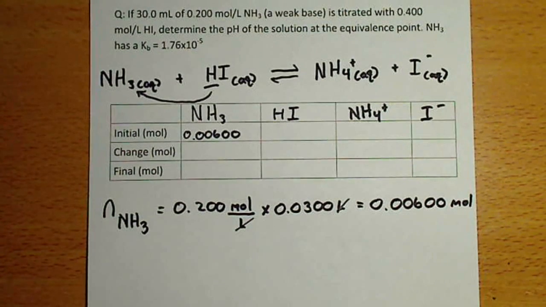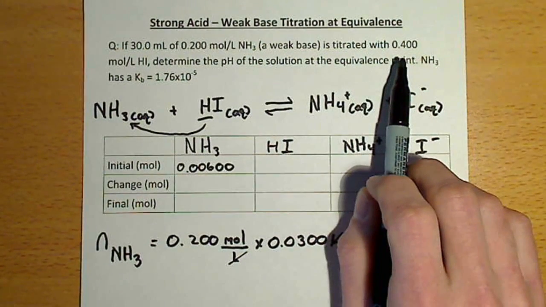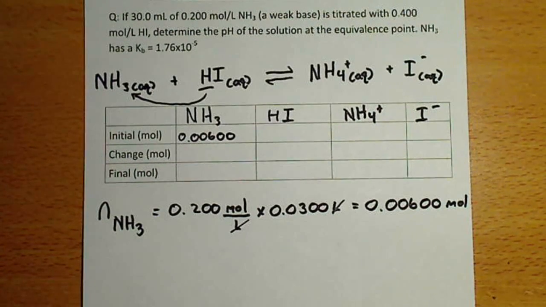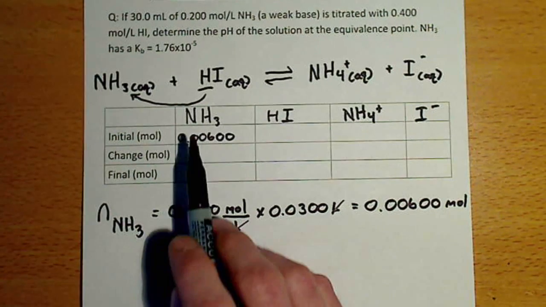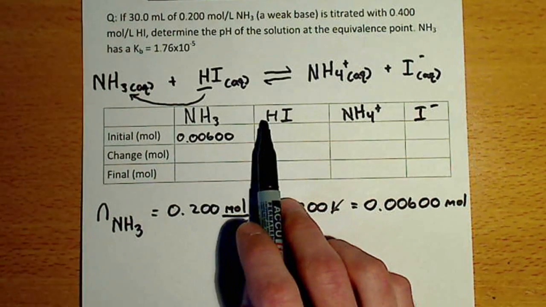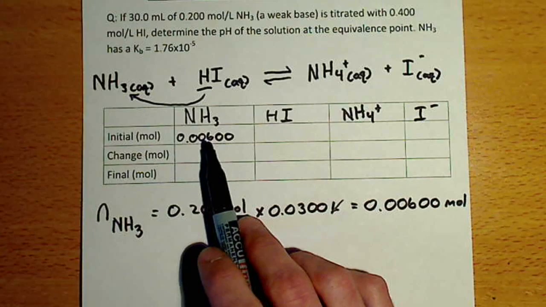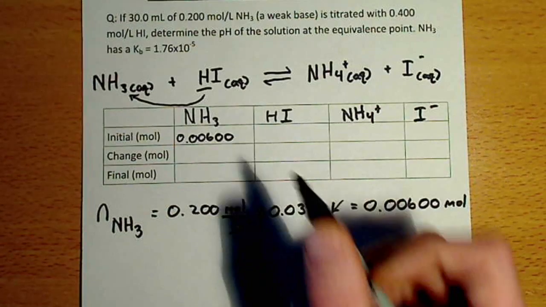Now to determine the moles of hydroiodic acid, if we look in the question, we can see we're only given the concentration. We aren't given the volume added. However, because we're told that this situation is occurring at the equivalence point, we know that we need to react all of the acid and all of the base. At equivalence, we have to neutralize all of the reactants. Therefore, when ammonia reacts with hydroiodic acid in a 1-to-1 molar ratio, we'll need 0.006 moles of hydroiodic acid to neutralize the base.